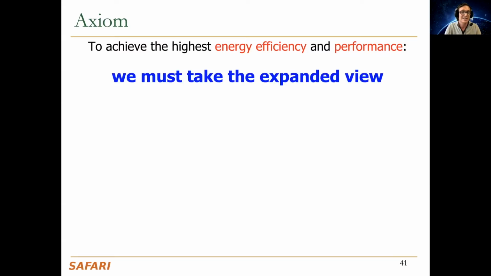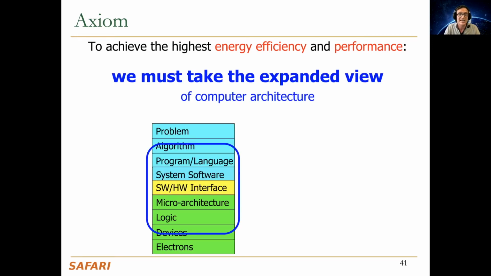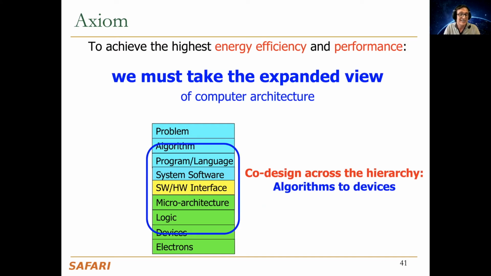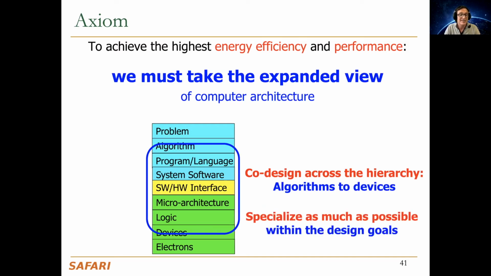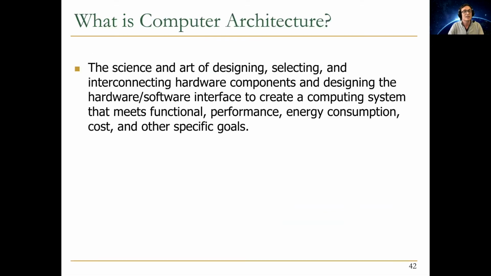If you would like to do that, we really must take the expanded view of computer architecture and co-design across the stack hierarchy, algorithms to devices. And this enables us to specialize the overall system as much as possible within the design goals so that we can achieve the design goals. So hopefully I'll give you some more examples of this.